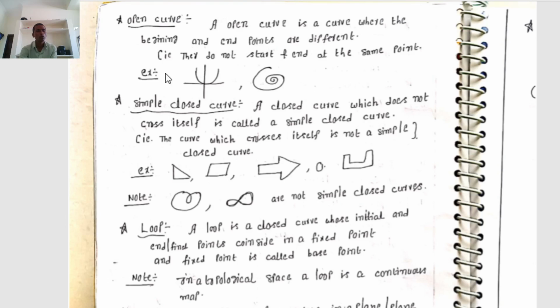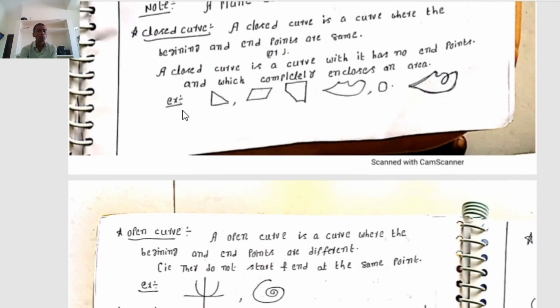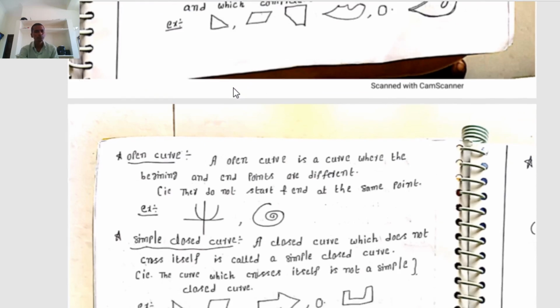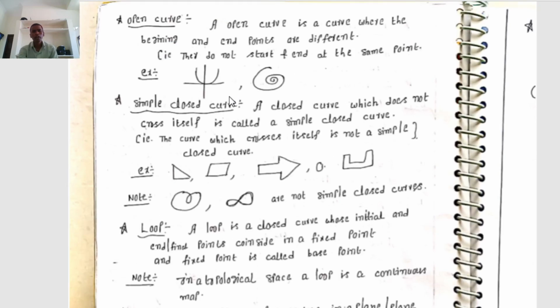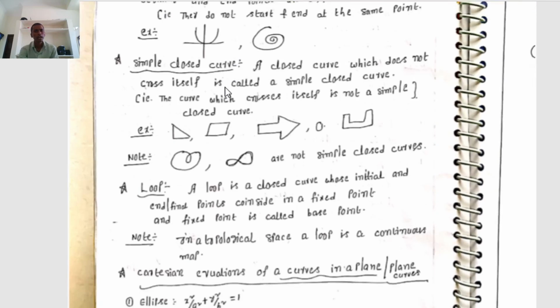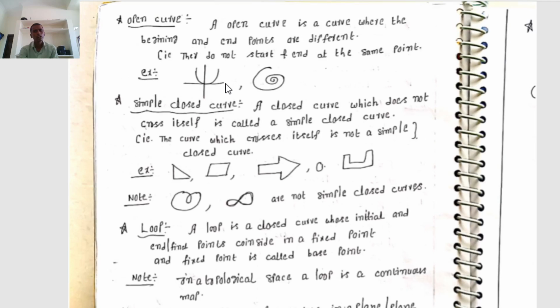Suppose these are open curves. That is the closed curve and the open curve. A closed curve means the beginning and ending points are the same, and it completely encloses an area. It has no end points. That is a closed curve. That is an open curve: it has end points, and the beginning and ending points are different.